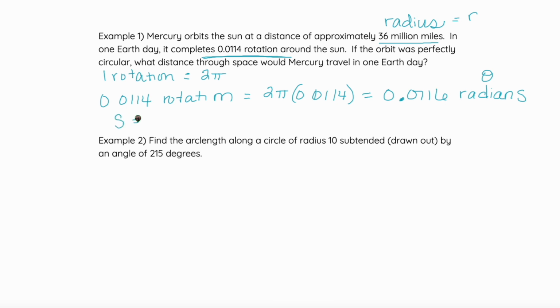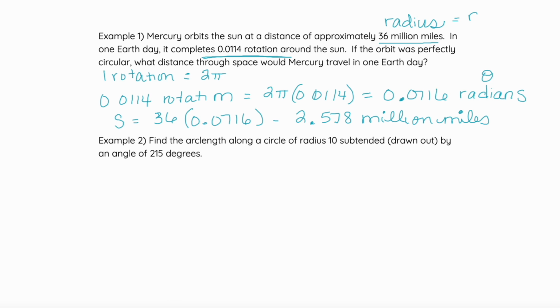by taking the radius of 36 times our radians to determine that we are traveling 2.578 million miles as we are traveling on the circumference of that orbit. Again, assuming that the orbit is circular, even though we know orbits are typically more oval shaped.